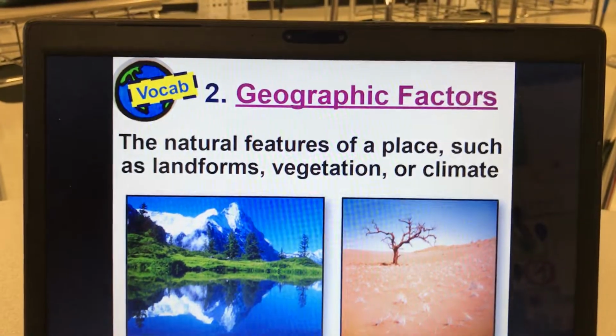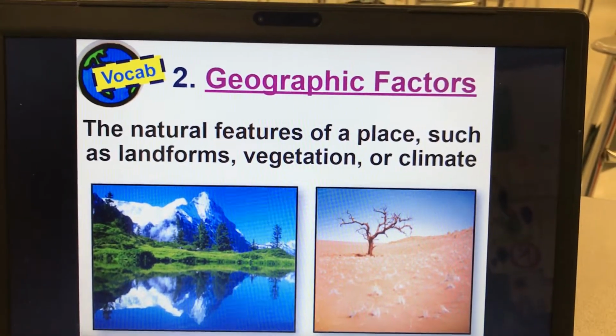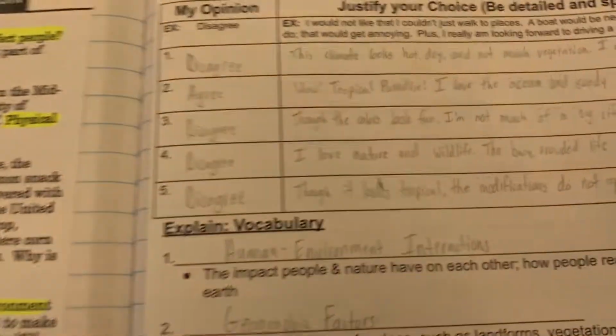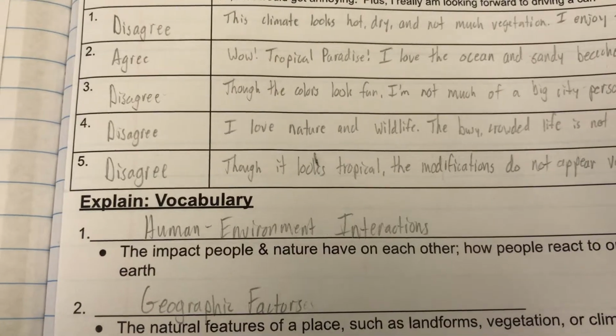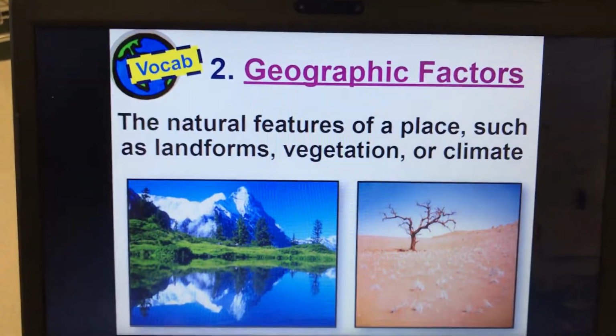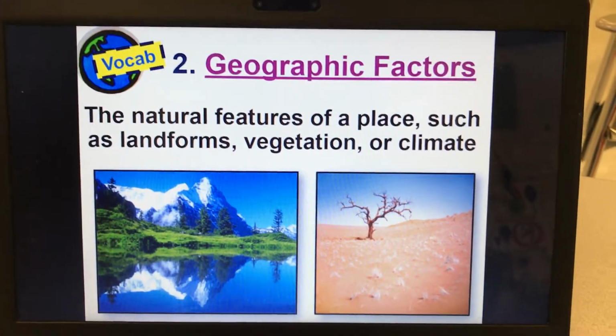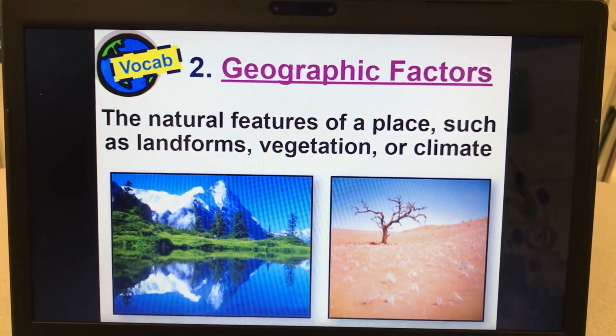Moving on to the second one here, geographic factors, the natural features of a place such as landforms, vegetation, or climate. So on your second line there, you are writing geographic factors. These are things such as mountains or deserts or crops or farmland. All of those sorts of things can affect human interactions.